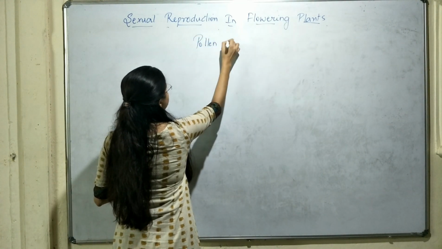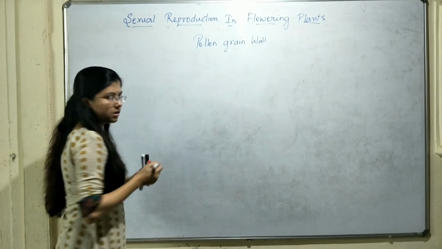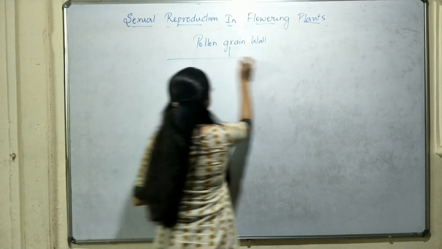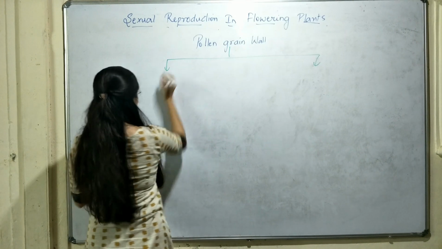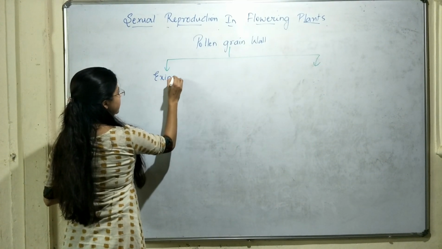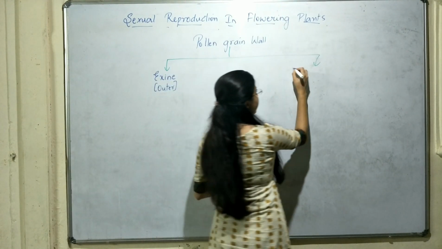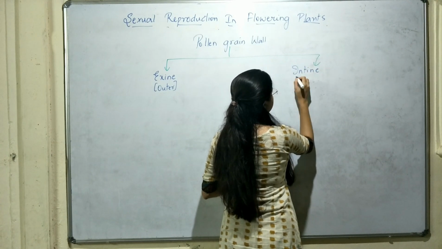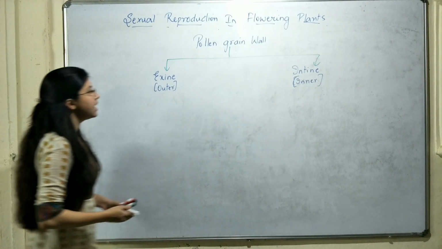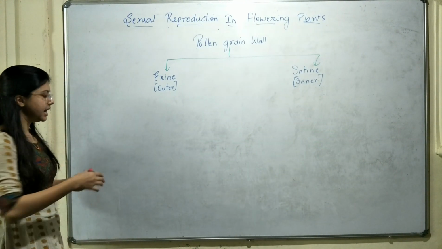A pollen grain wall is actually made up of two layers. The outer layer is called exine, whereas the inner layer is called intine. Outer layer is exine and inner layer is intine. Now, what are the characteristics of these exine and intine?